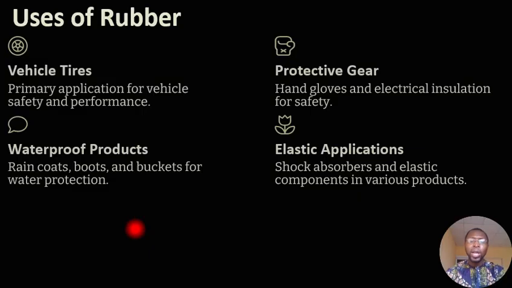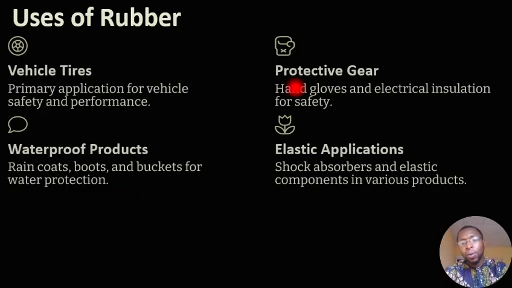Now, what are the uses of rubber? We use rubber to make vehicle tires. You see the vehicles you see on the road, their tires are made of rubber, because of its elasticity property. We also use rubber in making waterproof products, like our raincoat. When you put on your raincoat, you find out that the raincoat is not soaking because it's waterproof. We also use it to make waterproof boots. We use it to make a waterproof bucket, for water protection.